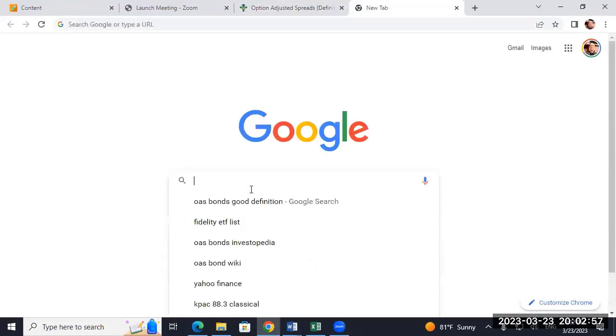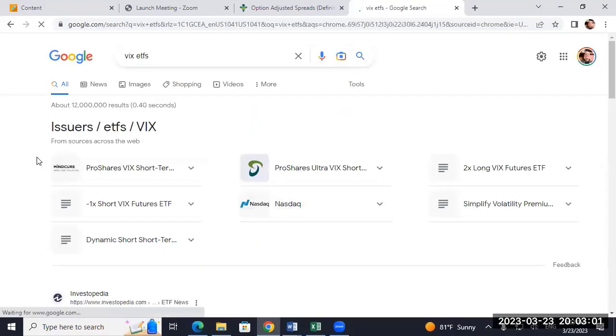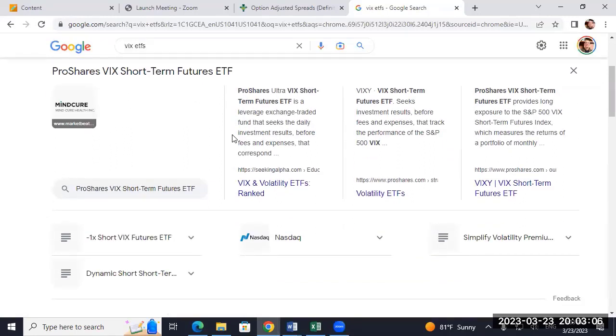Some good examples are these VIX ETFs. I don't know if I can find a good one. Here's a ProShares. What's the ticker? VIXY, VIXY.